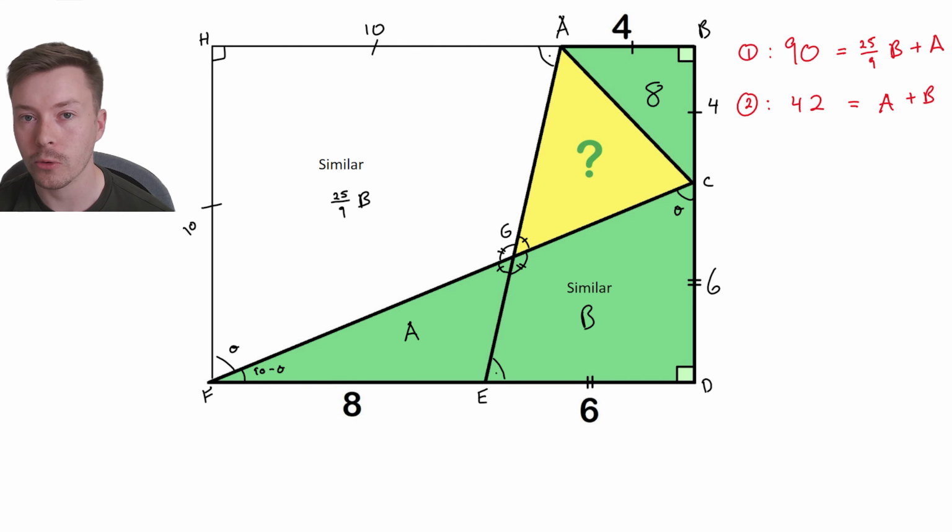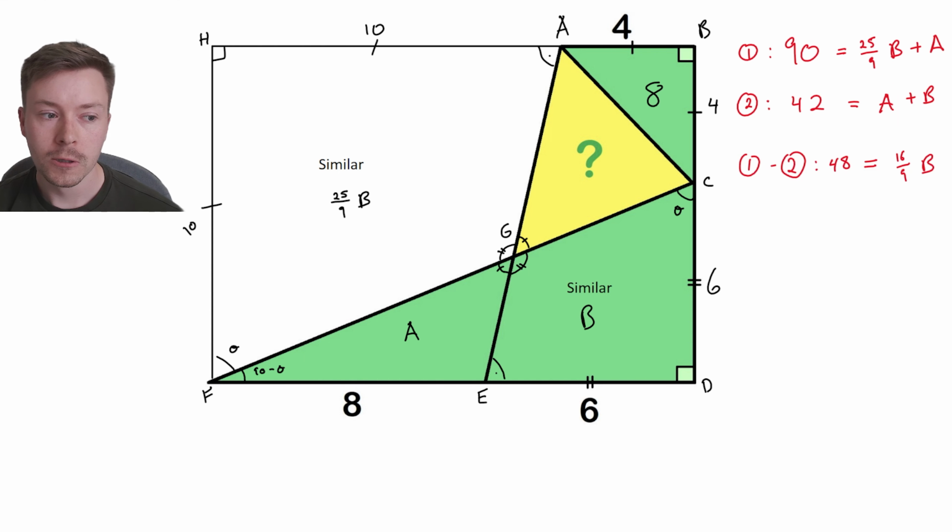And then, because they've both got A's in them and they're both positive, I'm going to subtract the equations. I'm going to do equation 1 subtract equation 2, so that I get a positive amount of B's, because 25 over 9 is obviously greater than 1. The other reason for that, I suppose, is 90 take away 42 is going to give me something positive, which is 48. 25 over 9 B take away 1 B is going to leave me with 16 over 9 B. Divide both sides here by 16 over 9. So I'm going to do 48 divided by 16 over 9. That gives me that B is 27.